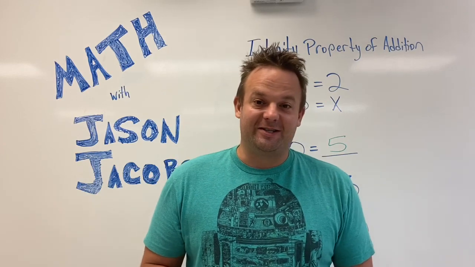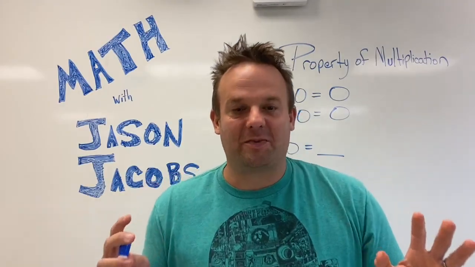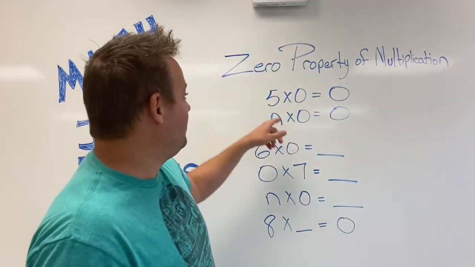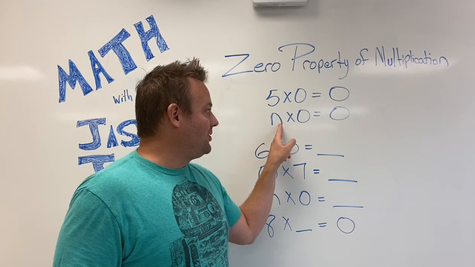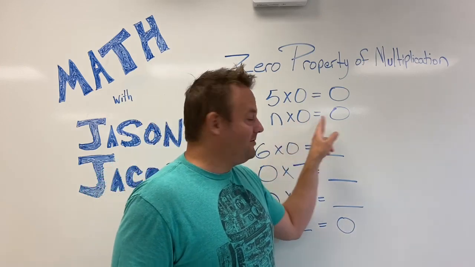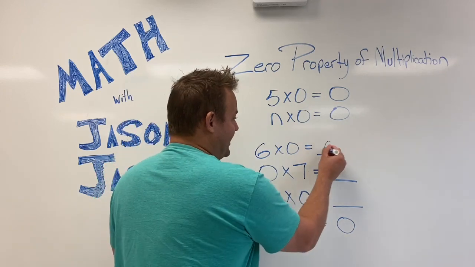My name's Jason Jacobs, and this was the identity property of addition. Zero property of multiplication, that's what you're gonna learn today. Look at this, we have 5 times 0 equals 0. So any number, let's say n, times 0 is 0. It's just that simple. 6 times 0, well that's 0.